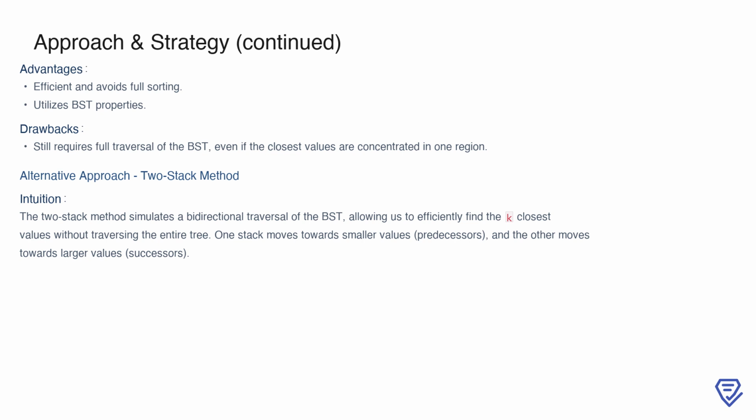Instead, it leverages the BST's properties to dynamically track the closest values. However, it still requires a full traversal of the tree, even when the closest values may be concentrated in a specific region. An alternative to this is the two-stack method, which is designed to further optimize the process by simulating a bidirectional traversal. This method uses two stacks to separately track values smaller and larger than the target, allowing us to focus only on the most relevant nodes.